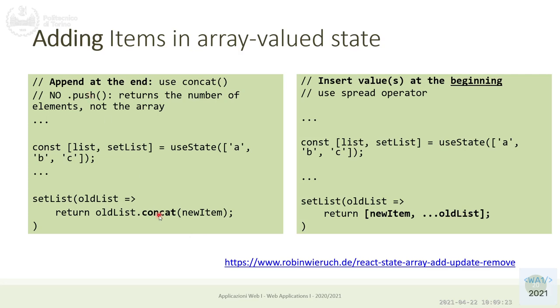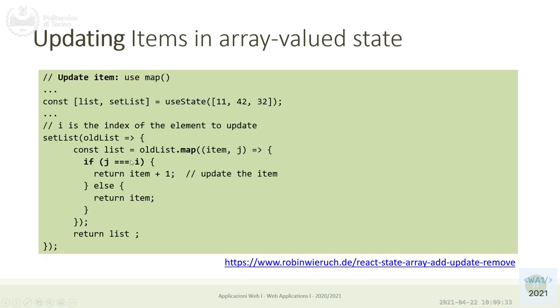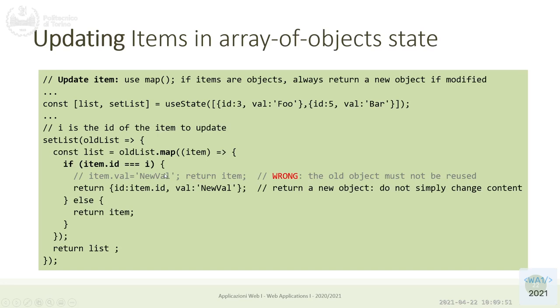Concat creates a new array and returns it, or you can use destructuring for adding at the head or at the tail. If you want to update the items in an array, usually we have code like this, where you are mapping the old array into a new one, which is exactly the same for all positions except the position that you want to change, where you can return a different item. This is more complex, when you want to update an array that contains not just simple values, but objects. This slide is telling you that you need to return a whole copy of an object. You don't want to modify the old objects, but create new ones. So the rule is always to create everything from scratch.